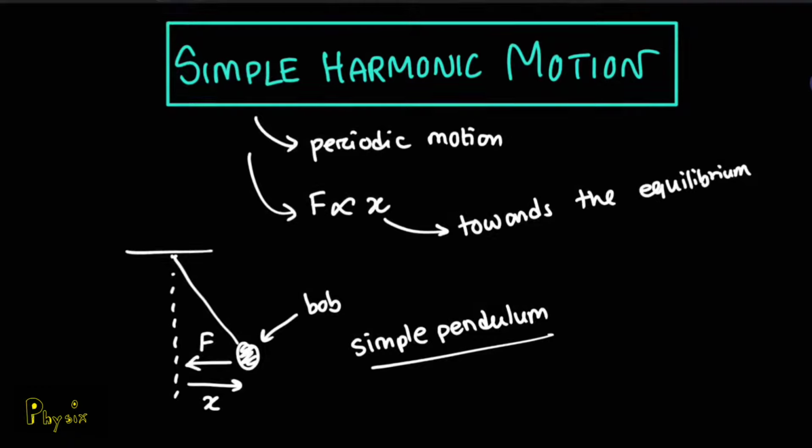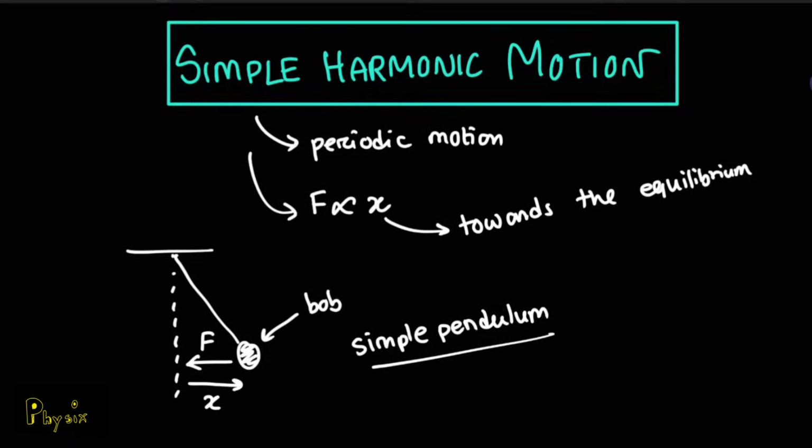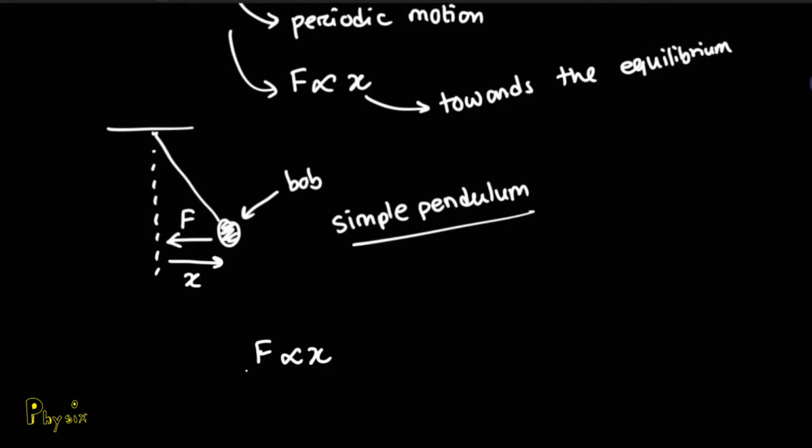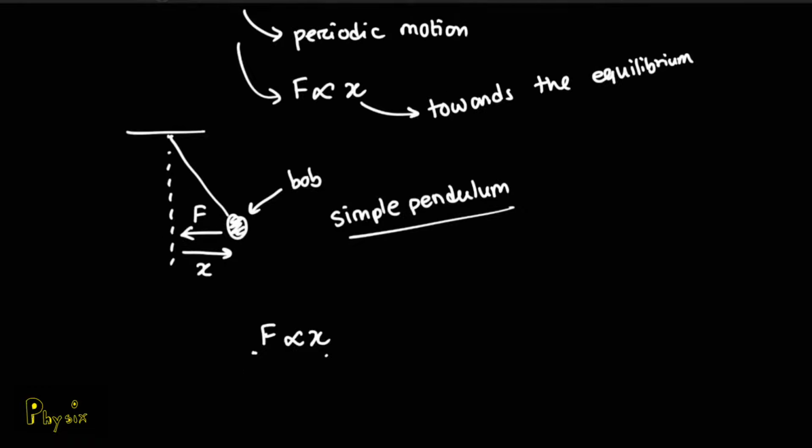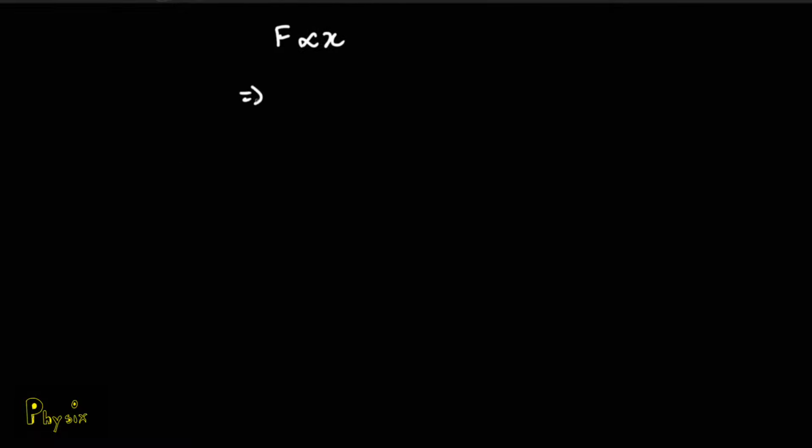Okay, so let's get into the mathematics of simple harmonic motion. Simple harmonic motion follows the notion that F is directly proportional to x, where F is the restoring force. As we have seen, F is in the opposite direction of its displacement x. So since F and x are in opposite directions, we can say that F is equal to minus kx, where the minus sign denotes that they are in opposite directions, and k is the proportionality constant.